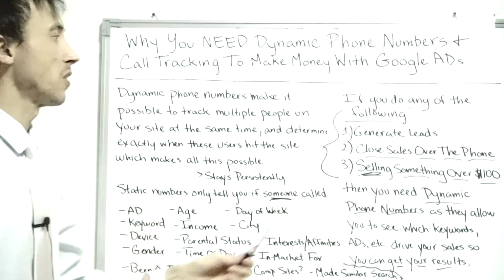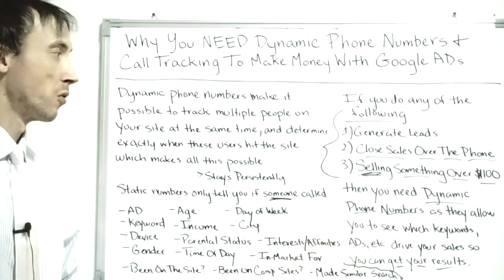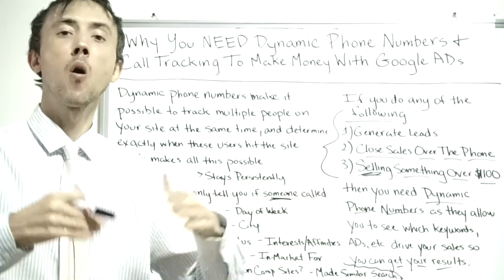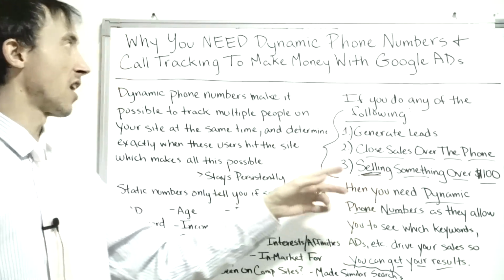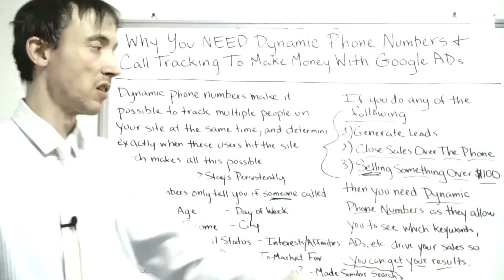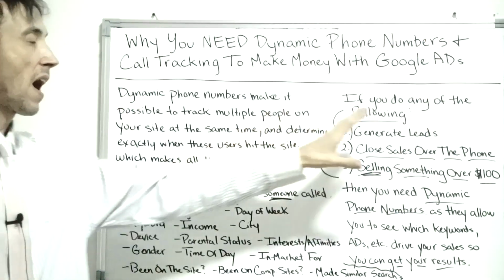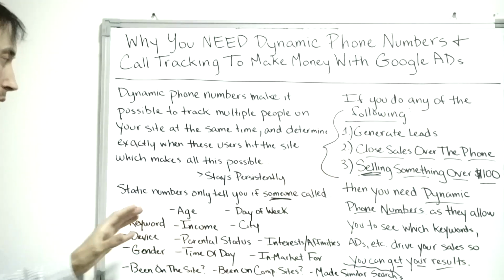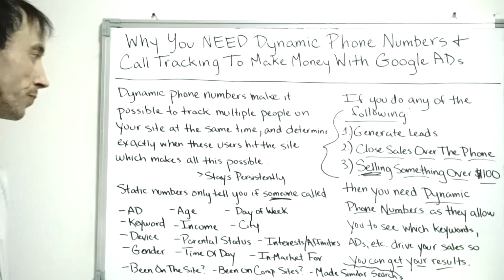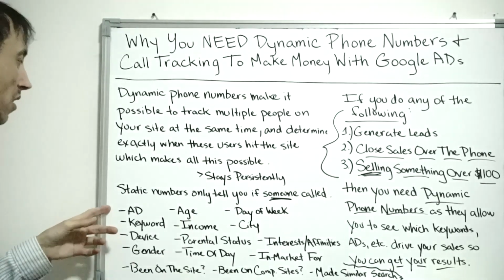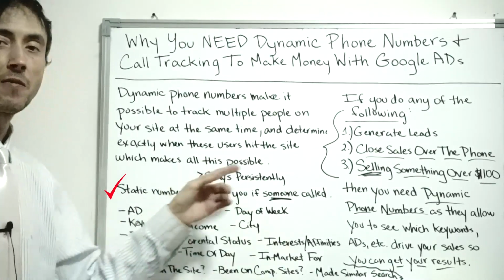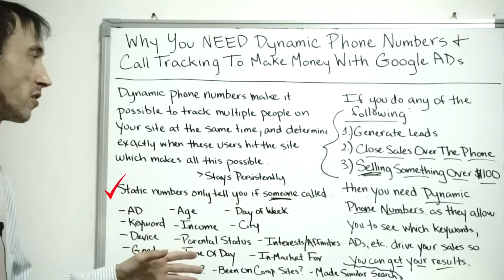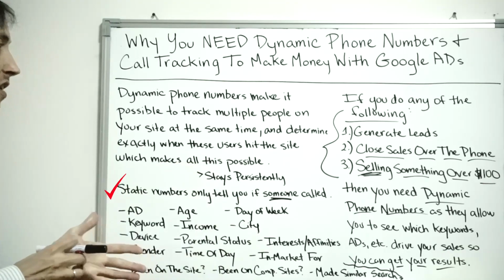So that's specifically why, when you sell something over $100, regardless of whether you have a cart that can track people that click on an ad and buy, you need to have call tracking set up, specifically with dynamic phone numbers. If you're in one of these three situations and you do dynamic phone number tracking, you'll be able to see on a variety of different levels whether somebody bought or didn't buy.